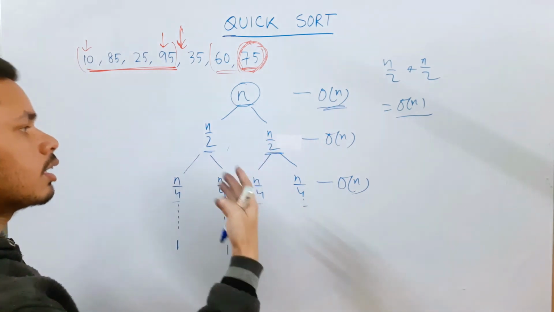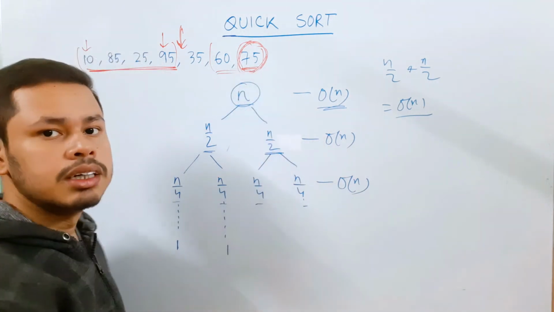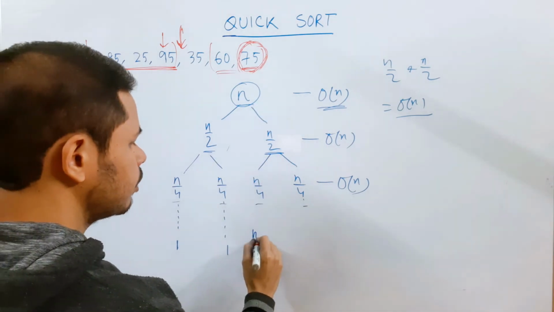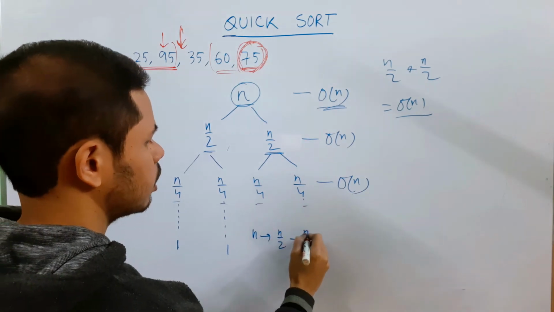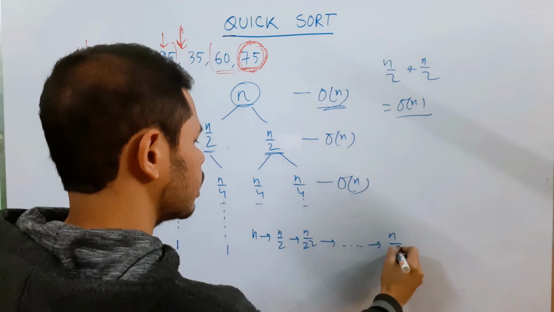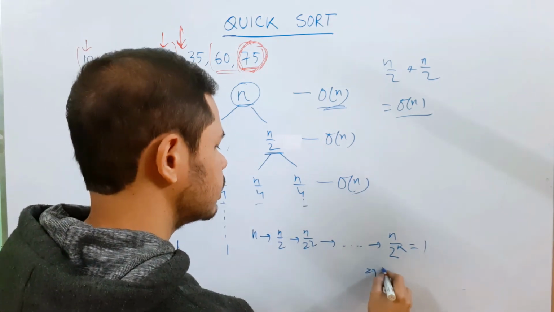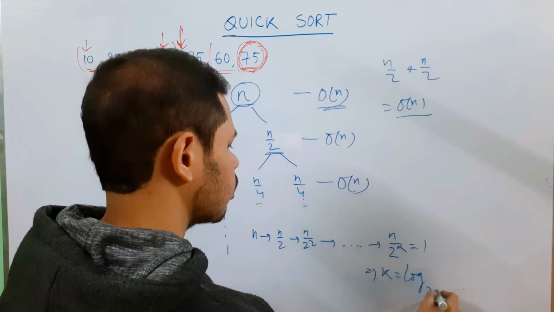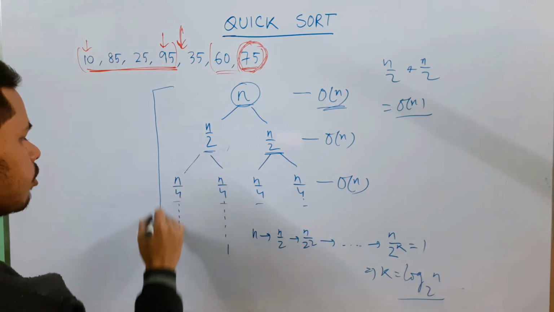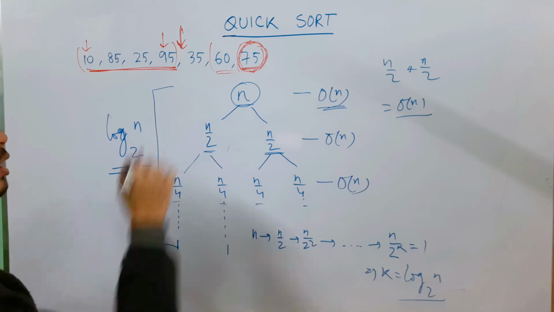Now a question is how many levels will there be. As we have already seen in our binary search method, n will go to n by 2, then n by 2 square, then up to n by 2 power k. So when will it stop? When n by 2 power k equals 1, which means k equals log of n base 2. So we are very sure that we have a total of log of n levels in this case.